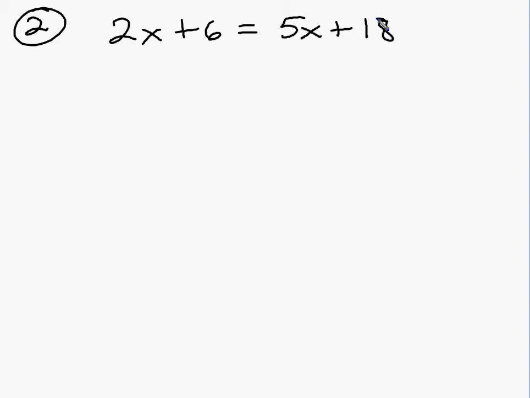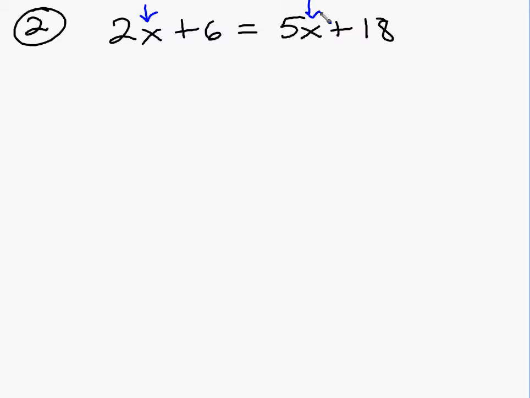Let's do another example. We've got several to do. 2x plus 6 equals 5x plus 18. I'm going to pause the video. You try that one. All right, you've had an opportunity to work on this, and one of the questions that comes up all the time is, should I move the 2x or should I move the 5x over? And the answer to that question is that it doesn't matter. You'll get the same answer. So some of you may have decided to move the 2x, some may have decided to move the 5x.